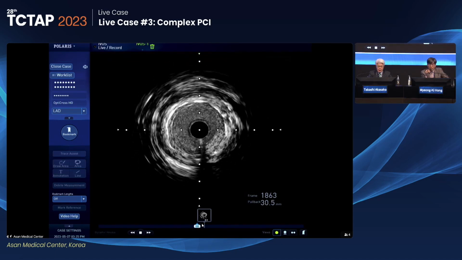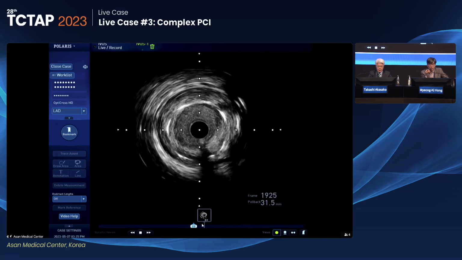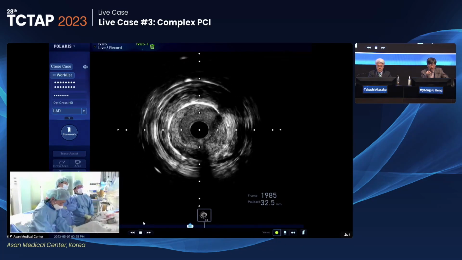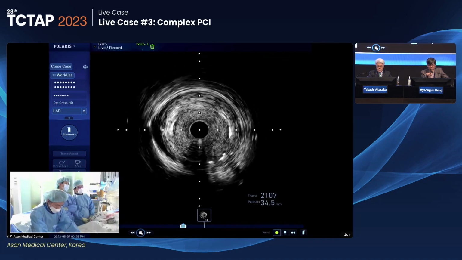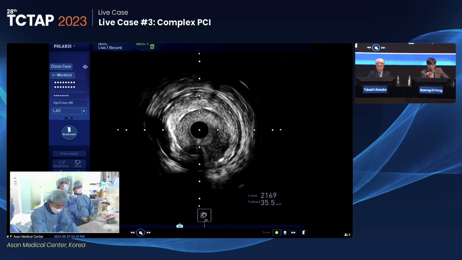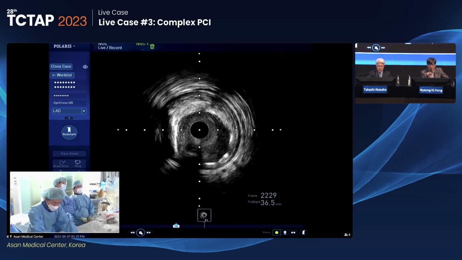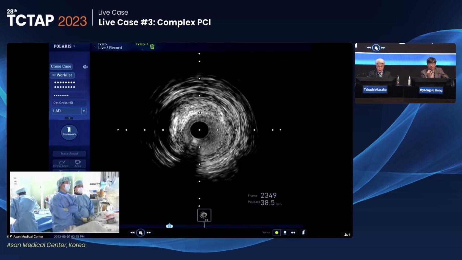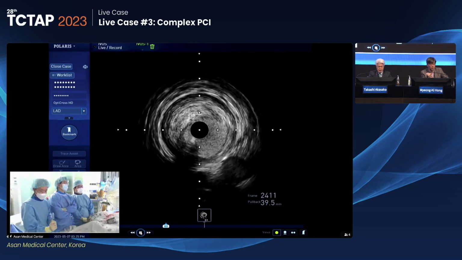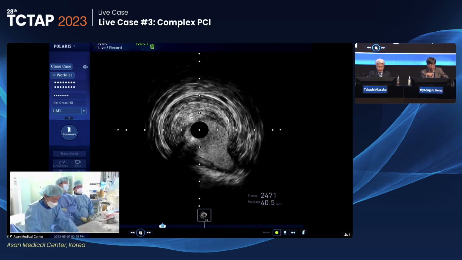Here is the tightest portion. There is no calcification, but there is a radiolucent dark area inside of the neointima. So it looks very soft. Here is some low echoic portion. Yeah, the low echoic portion is extended to the outside of the stent.